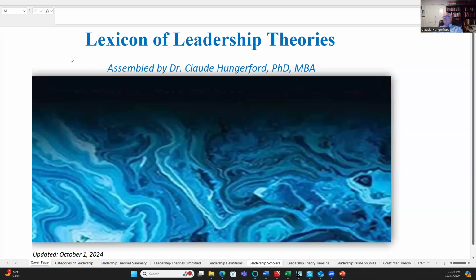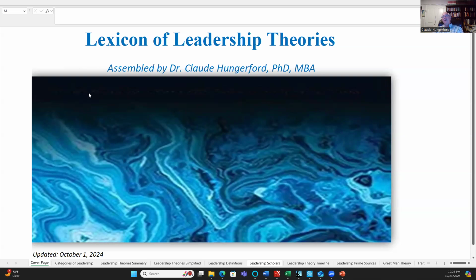And so, as far as the reading, chapter two, this is where Northouse goes through the trait approach. And we're going to look at some of the key aspects of this. But before we do that, one of the things I want to do is go ahead and share my screen and show you something that I had developed a few years ago that you may find of interest to you. This is a lexicon of leadership theories that I had actually put together in my doctoral work.